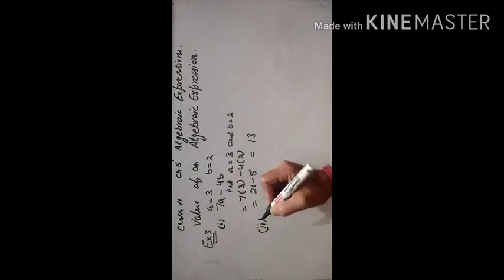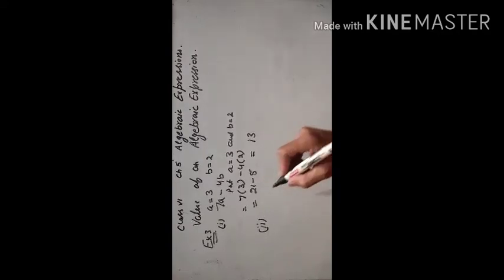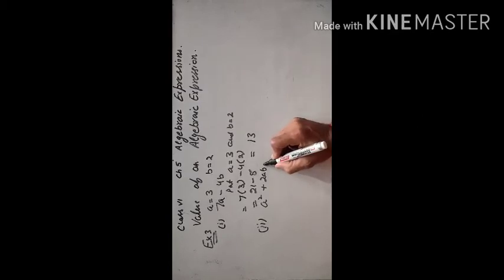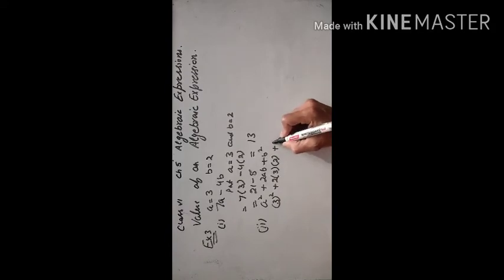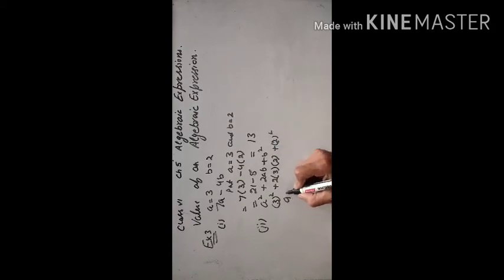Second part, that is a square plus 2ab plus b square. Now put a is equal to 3: 3 square plus 2 into 3 into 2 plus 2 square. 3 square is 9, 2 into 3 into 2 is 12, plus 4. Now the answer is 9 plus 12 is 21, plus 4 is 25.